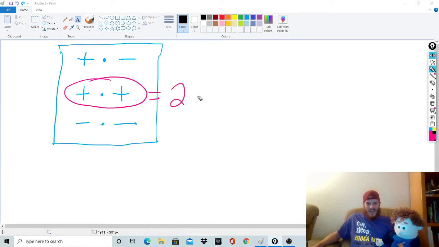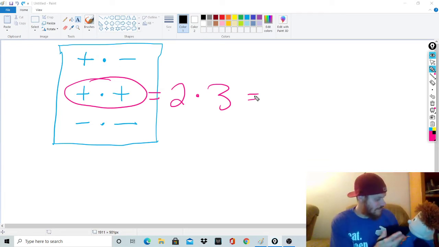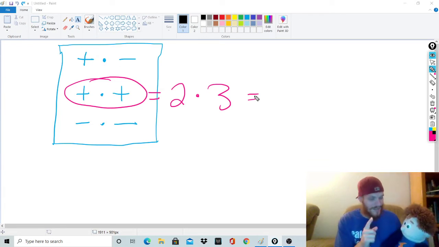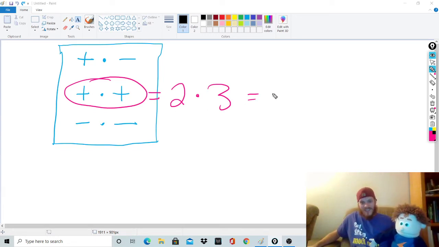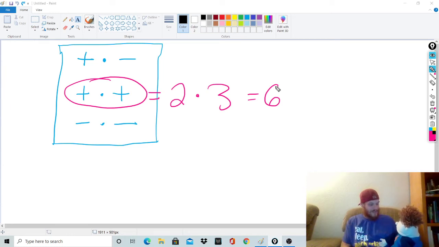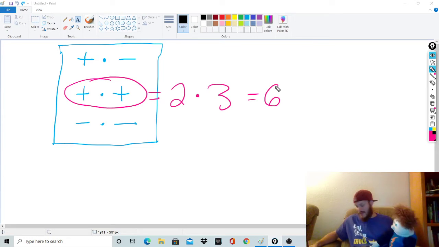So a positive times a positive. An example like that would be 2 times 3. Notice those are both positive numbers. Anytime it's a positive times a positive, guys, your answer is always positive. It's kind of cool in math when you can say always, huh? Yeah, always positive. You're absolutely right.